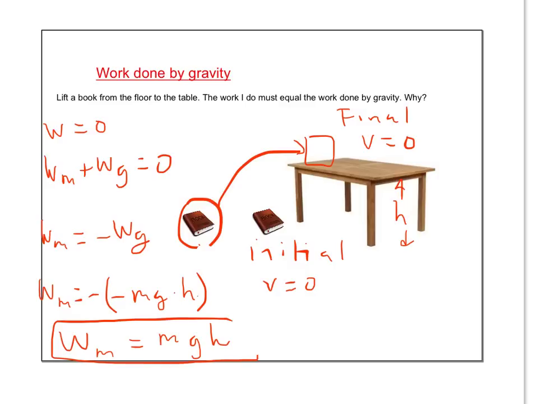And we'll come back to this later, but this is a very important idea: even though the final velocity was 0 and the initial velocity was 0, work was done. It was just that two things were doing work, both me and gravity, and that resulted in a net work of 0.